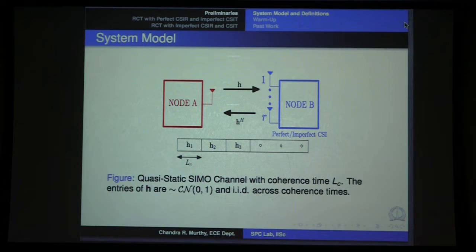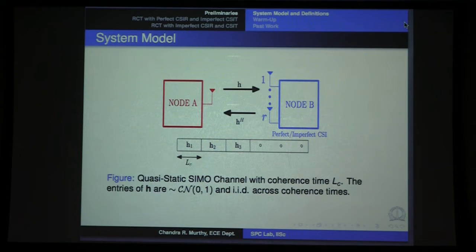The third important point I want to make about this model, which is in fact the most relevant point to this discussion, is that of reciprocity. So you notice that the forward channel from node A to node B is denoted by this vector H, and the reverse channel is denoted by the vector H Hermitian. So it's exactly the same channel going either way. That's one of the assumptions in our work.